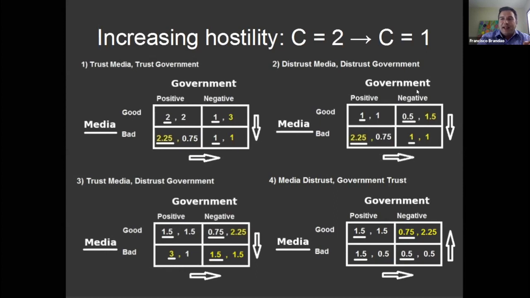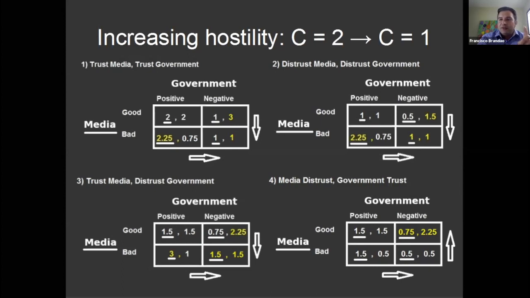In the first scenario, where there is trust in media and government, we lose Nash equilibria. In the previous slide, there were 2. Now there's none. And the dominant strategy for the media flips from good news to bad news. Scenario 2, with distrust in media and in government, we lose the Nash equilibrium in bad news with positive incentives. And now we have a new Nash equilibrium: bad news if negative incentives, which means the game gets much more dangerous.